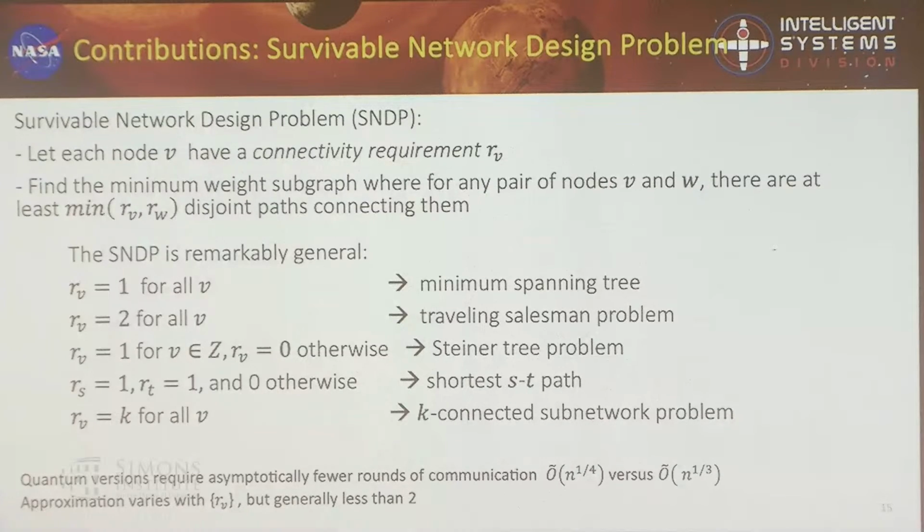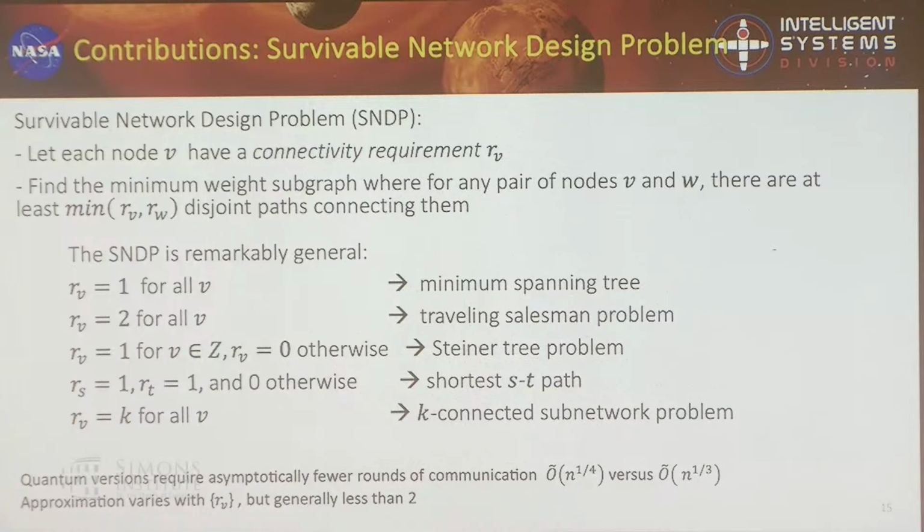So if you take RV to be 1 for all V, that's the minimum spanning tree problem. If you take RV to be 2 for all V, that's a traveling salesman problem. If you take RV to be 1 for the terminal nodes, the Steiner nodes, and RV to be 0 otherwise, that's a Steiner tree problem. It also encompasses the shortest s-t paths and the k-connected subnetwork problem that are discussed often for robust networks.